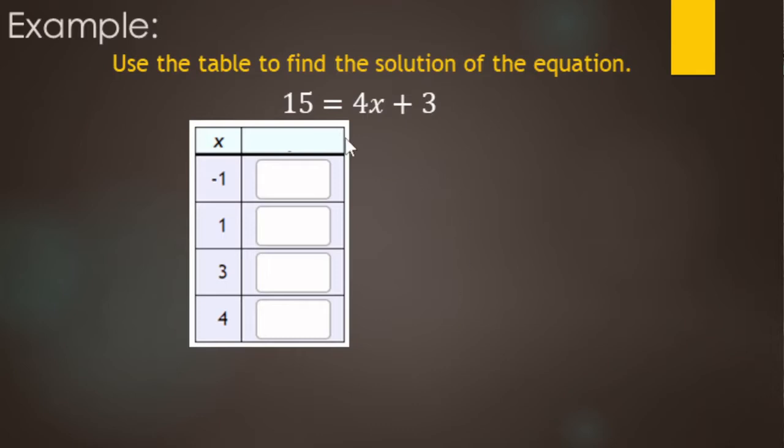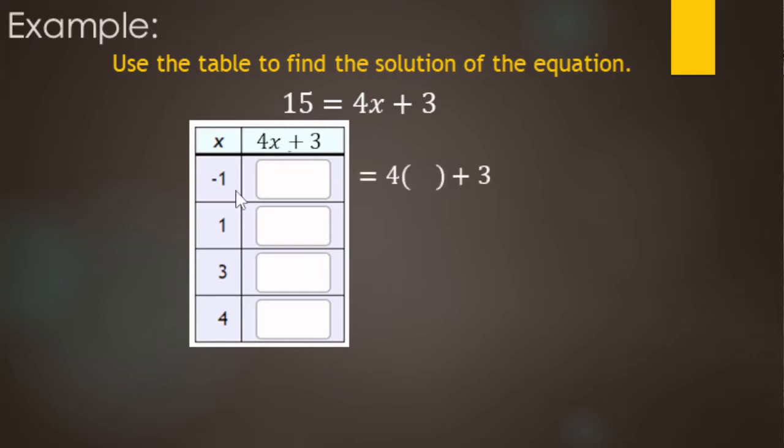Here we go. So here's our equation: 15 equals 4x plus 3. We're going to be filling out this table here. So we have our possible x's here, and then this is going to be our expression here, the 4x plus 3. And we're looking to make a true statement.